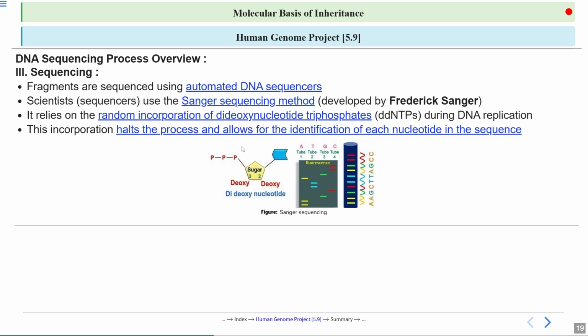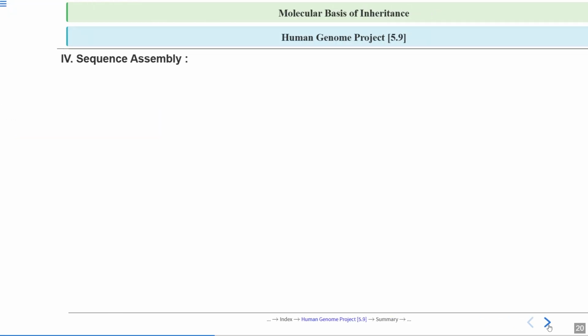The main thing you have to remember is that the Sanger sequencing method was developed by Frederick Sanger. It relies on incorporation of what? Dideoxynucleotide triphosphate. Why? Because it lacks the 3' OH group. And why is this 3' OH group important? Because it enables the DNA polymerase to add nucleotides during replication. But if it is not there, it will terminate. So this is the whole Sanger sequencing thing.